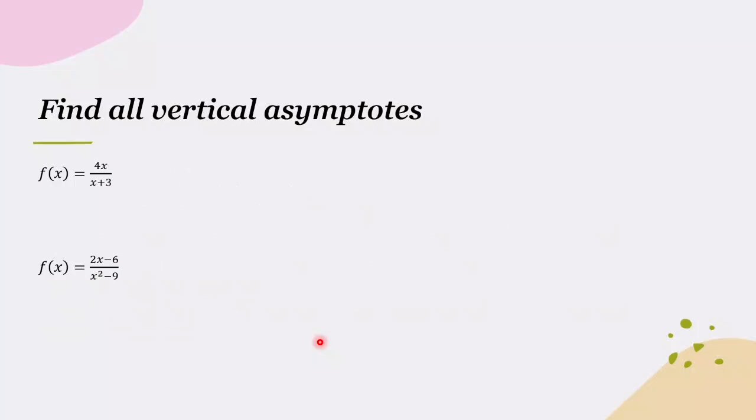So if I want to find vertical asymptotes, the first thing I'm going to do is see if I can factor my numerator and/or my denominator. So in my first example, I have the function f of x equals 4x divided by x plus 3. I can't factor this at all, so all I'm going to do is take my denominator, x plus 3, set it equal to 0, and solve. x plus 3 equals 0 when x equals -3. So -3 is going to be a vertical asymptote. If we plug negative 3 into this function, we're going to get 0 in the denominator. That means the function is going to be going to infinity or negative infinity.